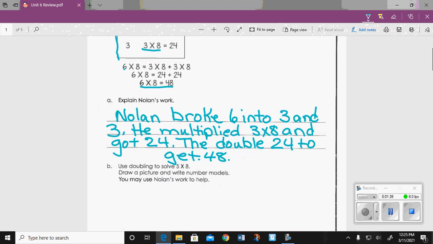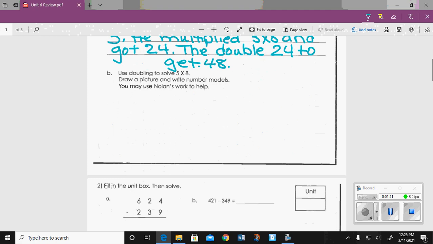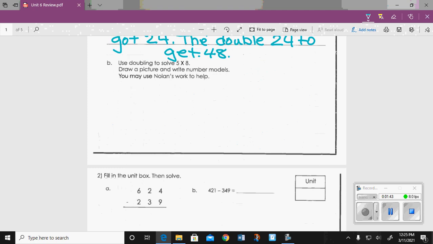Let's go on to number 2, or B, part B, I'm sorry. Use doubling to solve 5 times 8. Draw a picture to show. Draw a picture and write number models. You may use Nolan's work to help. So if we can use his work, we want to do 5 times 8. So if I were drawing a picture, 5 and 8.